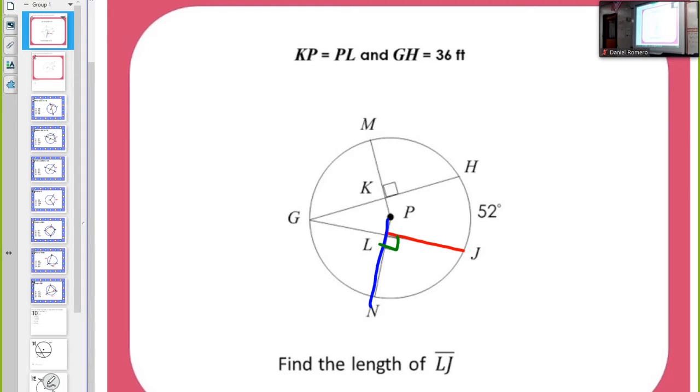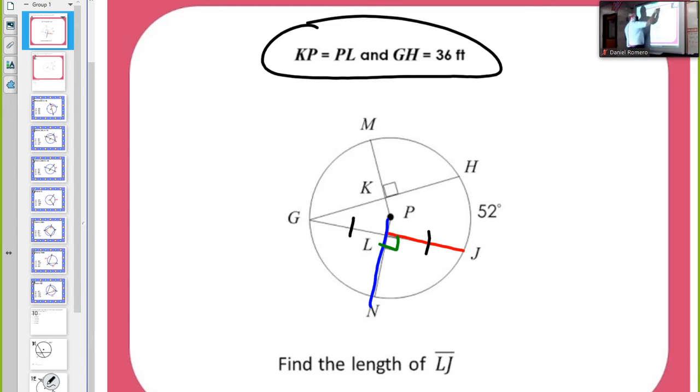All right, sweet. Okay, so if a radius intersects a chord at 90 degrees, it bisects it. So this LJ is going to be the same thing as GL. Okay, so we know that so far. Now let's go into this information here. They also tell us that KP is equal to PL. So this little distance here is the same as that distance there, and that's the distance from the center to two different chords.